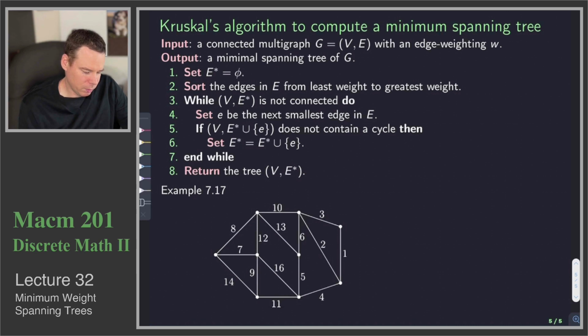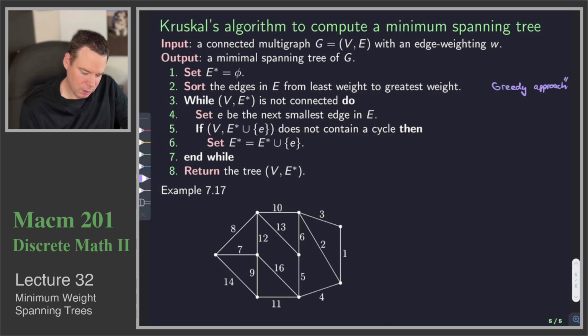So Kruskal's algorithm for finding a minimum weight spanning tree takes as input a multigraph with an edge weighting, and what it returns is a minimum weight spanning tree of G. The way it does this is it does it by what's known as a greedy approach.